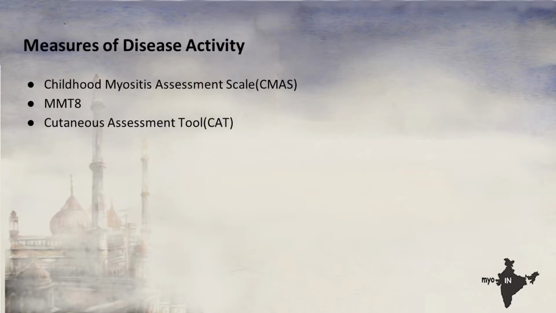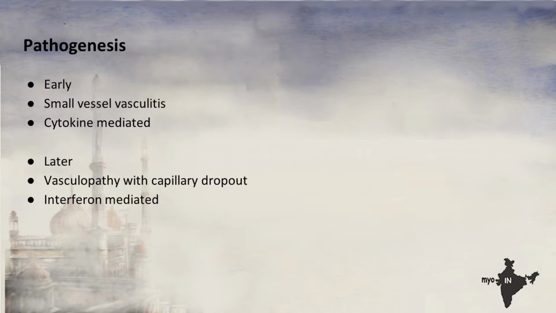And certainly, I'll come to that. We have measures of disease activity, which are CMAS or MMT8, and the cutaneous assessment tool also exists. My personal favorite is that I use the CMAS very widely. We must remember that muscle enzyme increase is present probably only in the first few months of disease, so it's only outcome tools like CMAS, etc., which can help you monitor the disease in the long term. And the pathogenesis: in the early stages you could have a small vessel vasculitis, but it is largely a vasculopathy, which is type 1 interferon mediated in the long term.